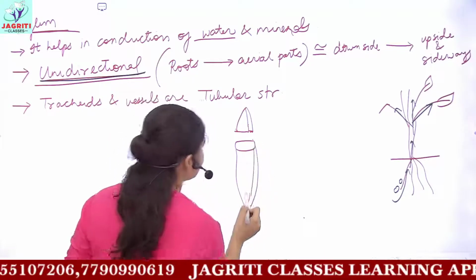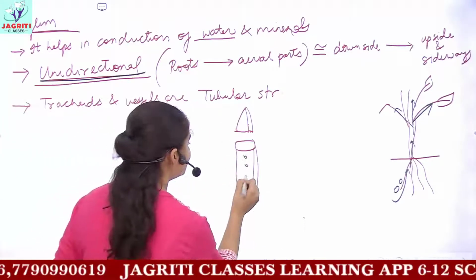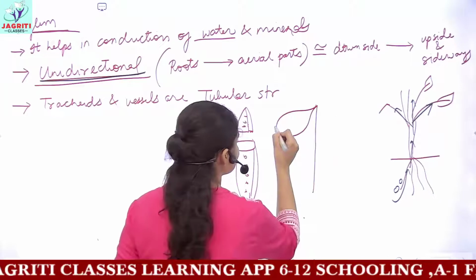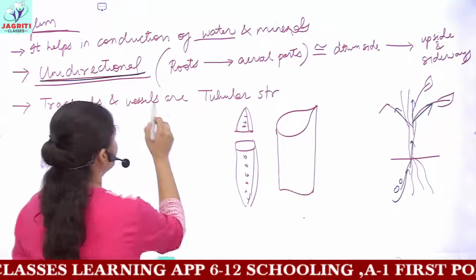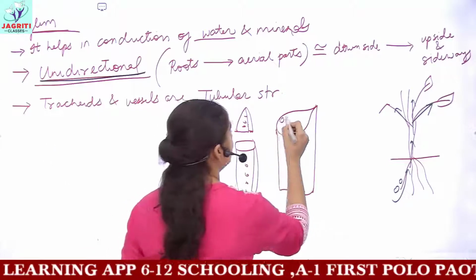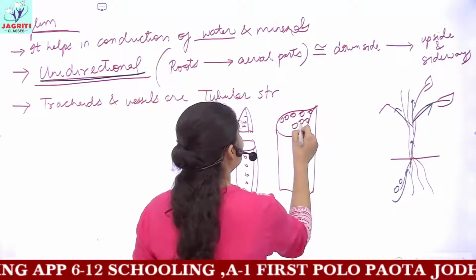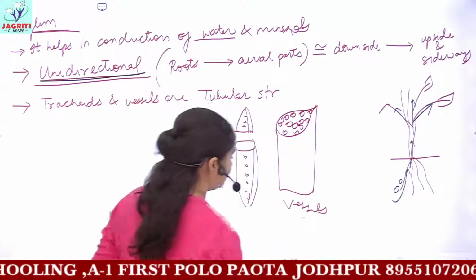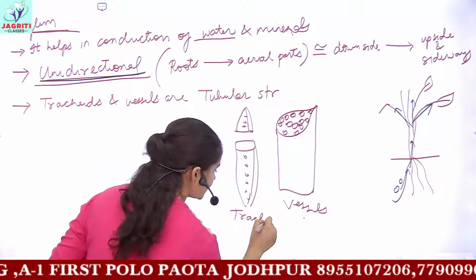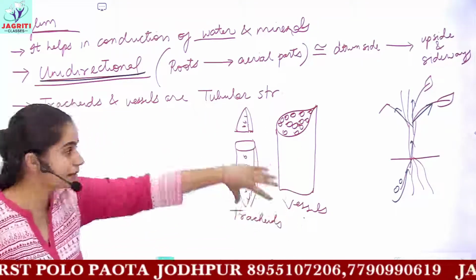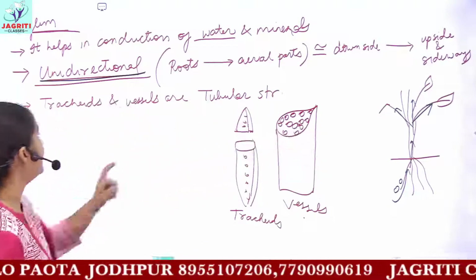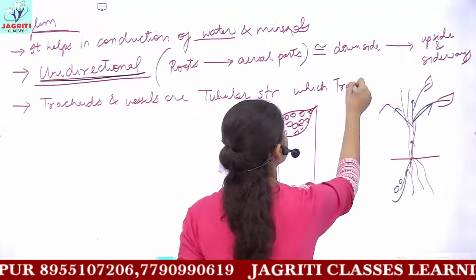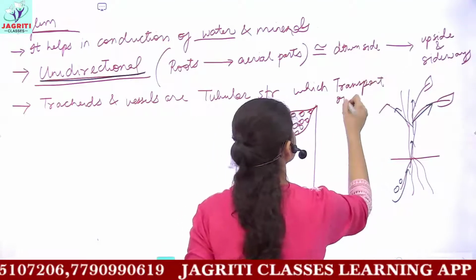Then the structure of tracheids is in this form, and you have pits in these tracheids. And the structure of vessel, that vessel is somewhat larger. This is tracheid, these are the vessels. So these vessels are somewhat larger, or you can say these are somewhat wider, okay? These are your vessels, and these are your tracheids. So these are tubular structures, they may be thin, they may be somewhat wider, and they are tubular structures which help in transport of water.